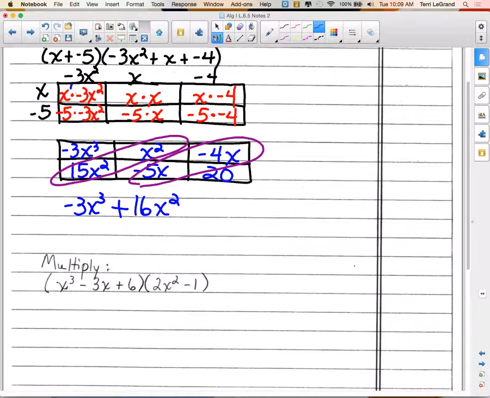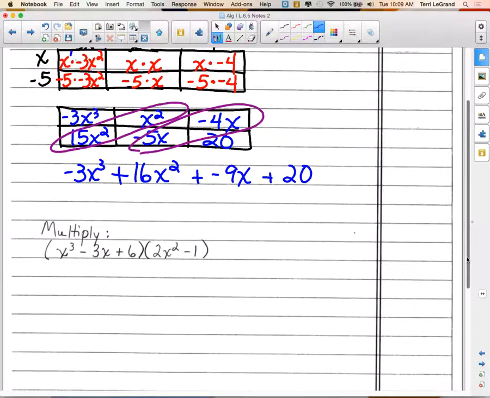But here's what ends up happening. They get out of order, and then you're like, oh, now I got to reorder them. So this way, if we just do it as we're moving along, what do the x's combine to become? -9x. And the 20 doesn't have anything to be combined with, just like the -3x cubed did not have anything to be combined with. Now we can clean up our answer. -3x cubed plus 16x squared, feeling like it's in standard form so far, minus 9x, looking good, plus 20.